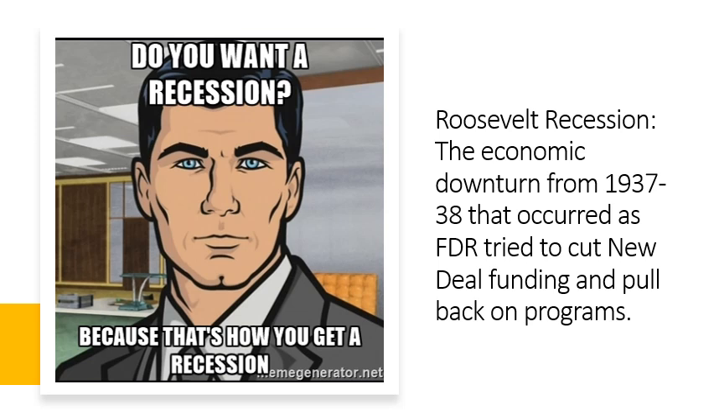Anytime FDR tries to pull back on government spending, bad things happen. And we call that the Roosevelt recession. There's this economic downturn that happens from 1937 to 38, and it occurs as FDR tries to cut New Deal funding and pull back on programs.